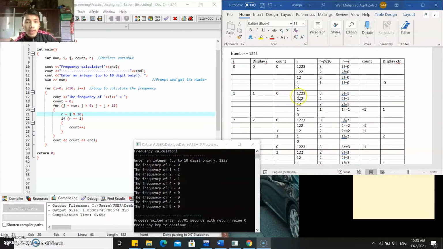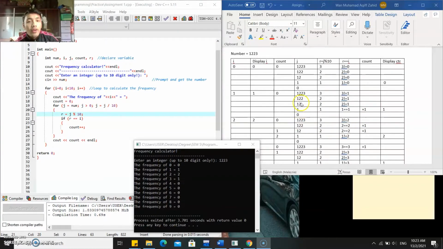Again, after that, j is equal to j divided by 10, so 1223 divided by 10 is equal to 122, and then r is 122 modulus by 10, so we are left with 2, and 2 is not equal to 1. Then we move again, 122 divided by 10, we are left with 12, and 12 modulus by 10 is equal to 2, so 2 is not equal to 1, so count will not be added yet.